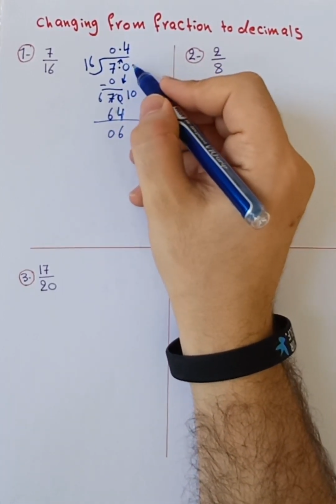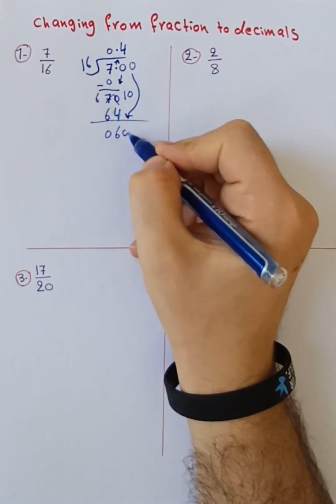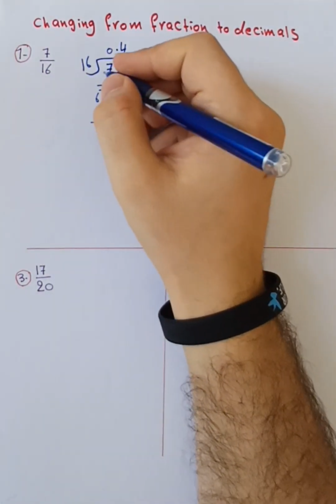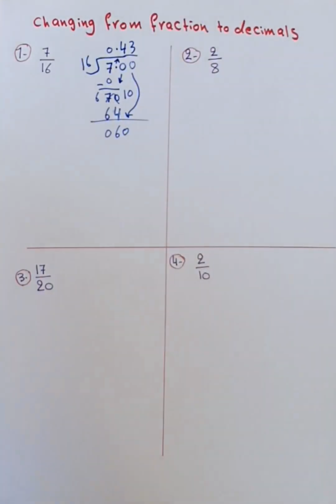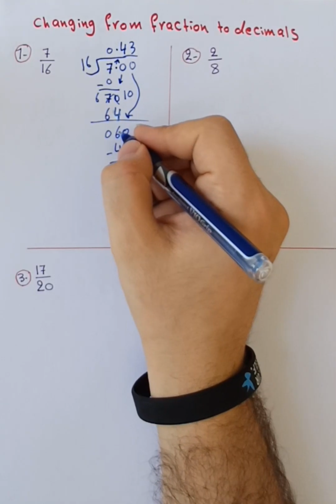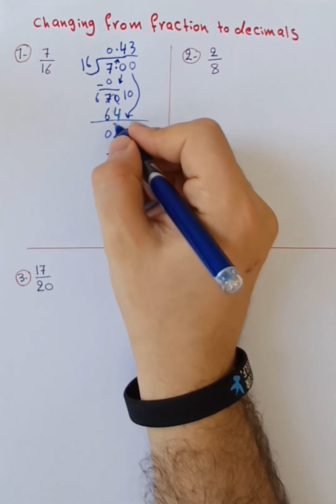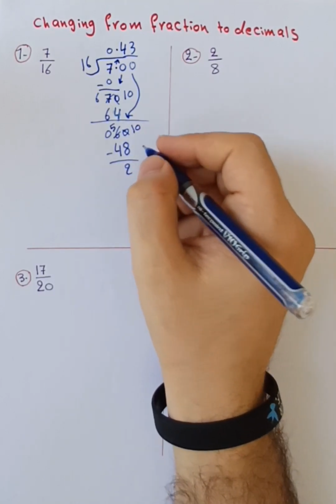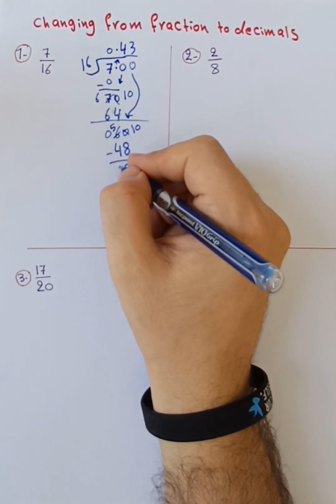After that we have to write another 0 and bring down it. We have 60. 60 divided by 16 is 3, and then 3 times 16 equal to 48. We have to break apart 6. 6 becomes 5 and the 0 becomes 10. 10 minus 8 is 2. 5 minus 4 is 1.